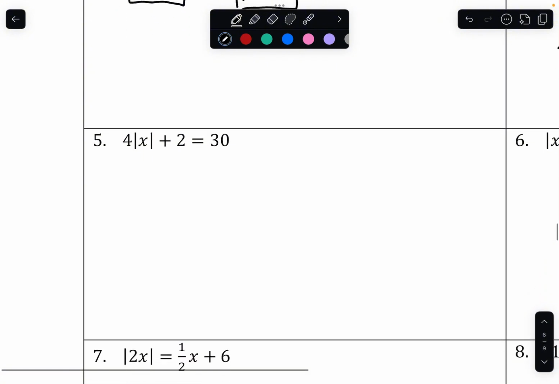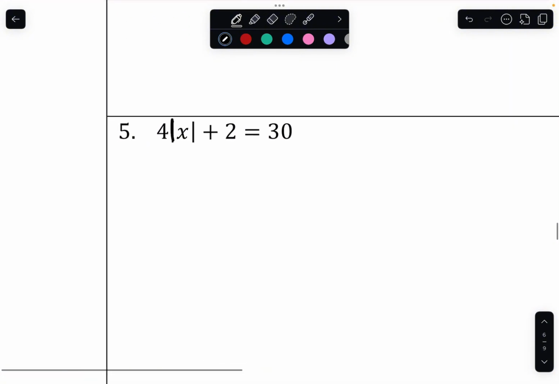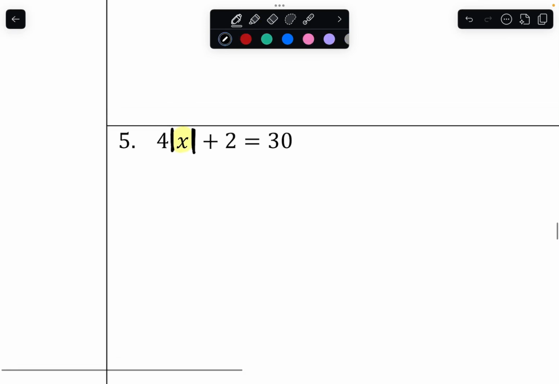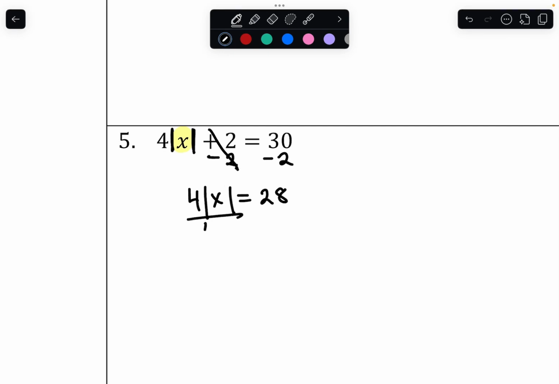All right, number 5. We need to isolate these bars, and the only thing inside the bars is x. So after that, we'll practically be done once we write our cases. So first step is get rid of the number that is not attached to the bars. So you have to subtract 2 first. Some people think of it as reverse PEMDAS. And then we can divide by the 4.